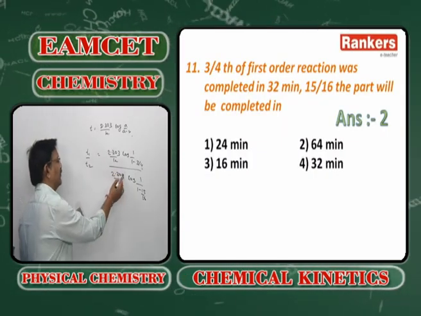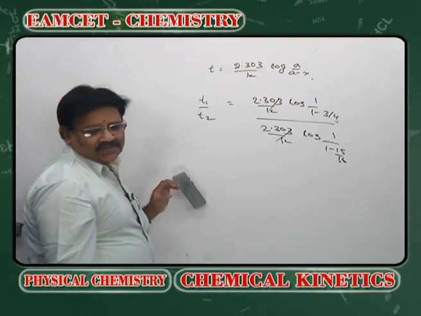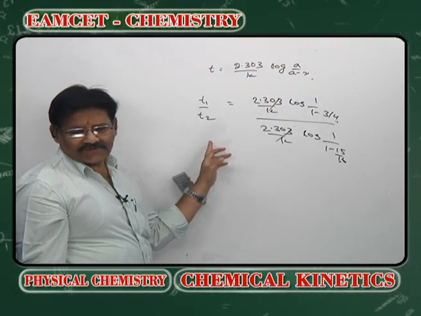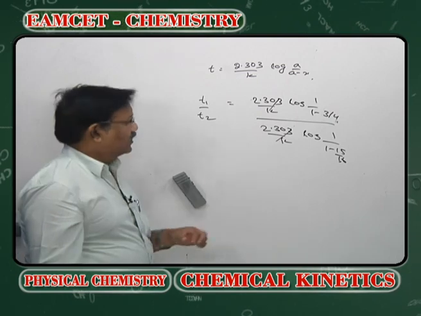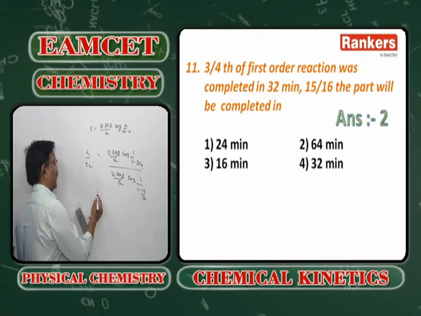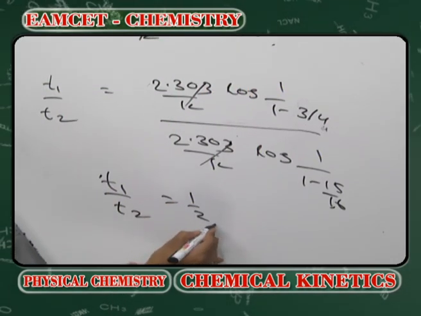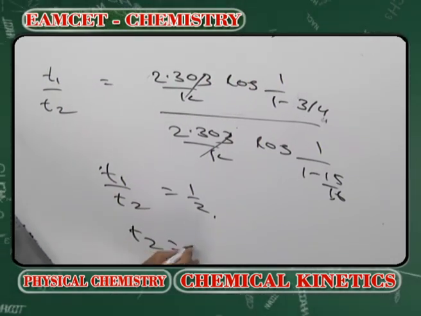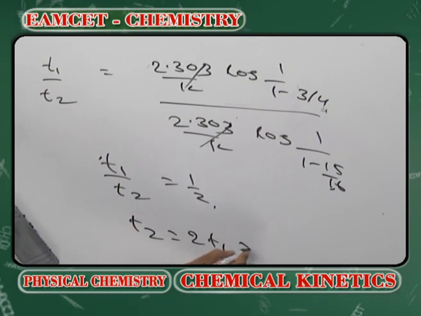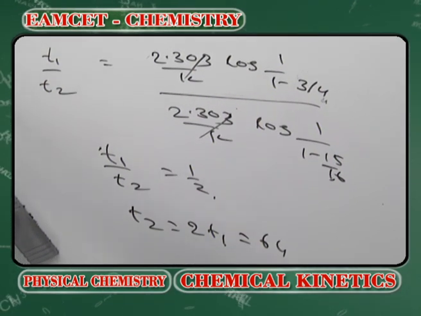So simplifying this, we'll get t1 by t2 is equal to 1 by 2, and t2 will be equal to 2 into t1, that is 64 minutes.